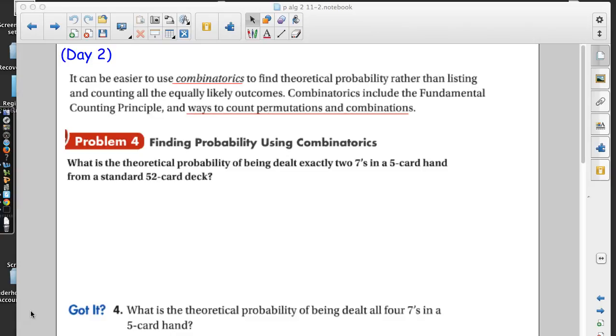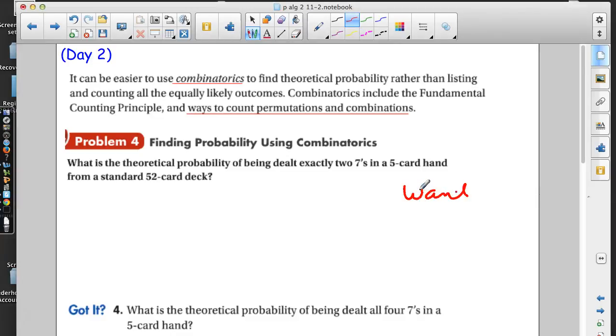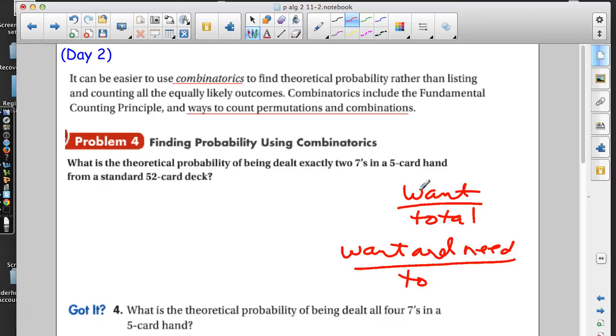So this says finding probability using combinatorics. What is the theoretical probability of being dealt exactly 2 sevens in a 5-card hand from a standard 52-card deck? So far I've been talking to you about how we're going to put what we want over the total. But when we start talking about combinatorics, it's not just what we want, it's going to be what we want and need divided by the total. And I'll explain what I'm talking about as we go through this problem.